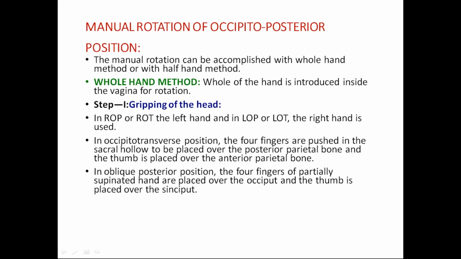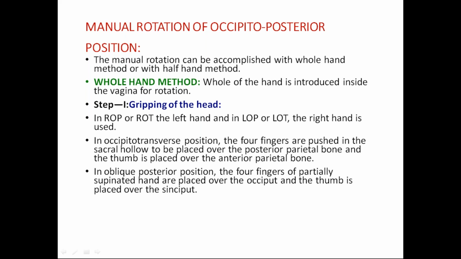In the whole hand method, both hands will be introduced inside the vagina. The head has to be held. Suppose this is the head, this is occiput posterior. I'll show you a diagram. This is gripping the head. In right occiput posterior, the left hand has to be put. In left occiput posterior, the right hand has to be put, so that you are able to hold properly.